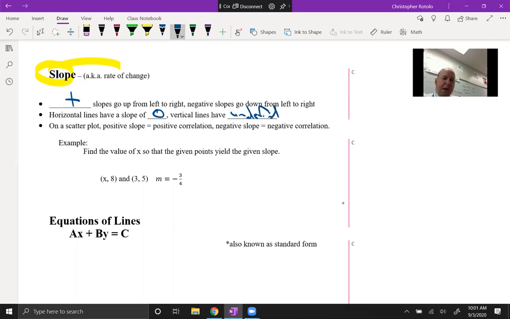Scatter plot, so positive slope means we have a positive correlation. We look at the R value to study if it's strong or weak. Same thing with negative slope, negative correlation. We've had some applications from quite some time, the whole way back to Algebra 1.